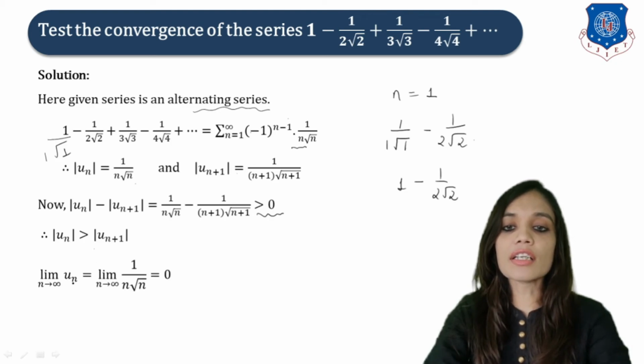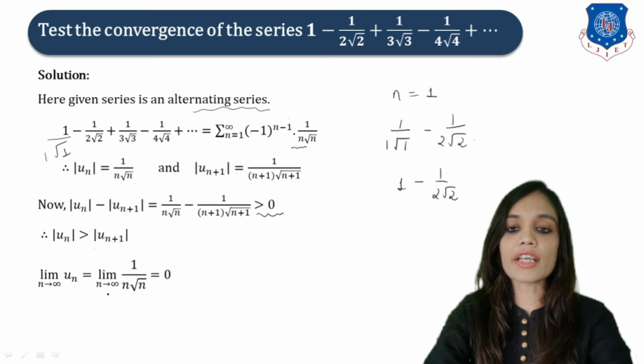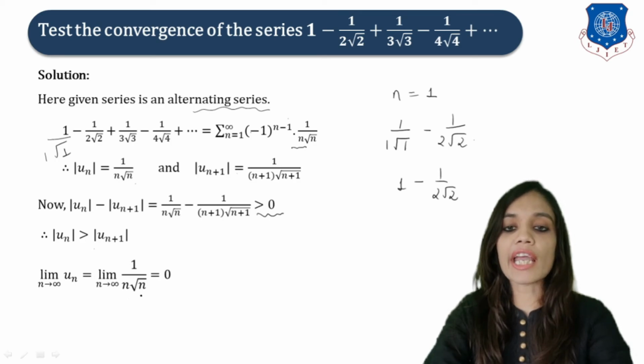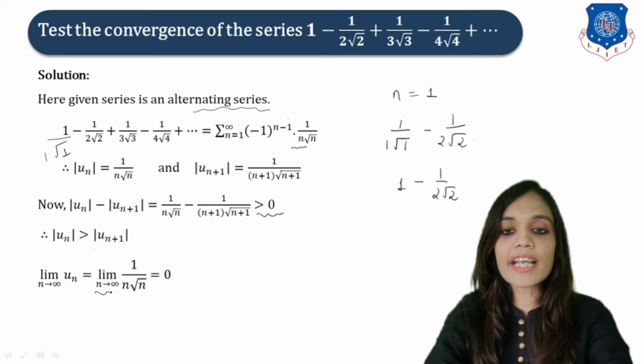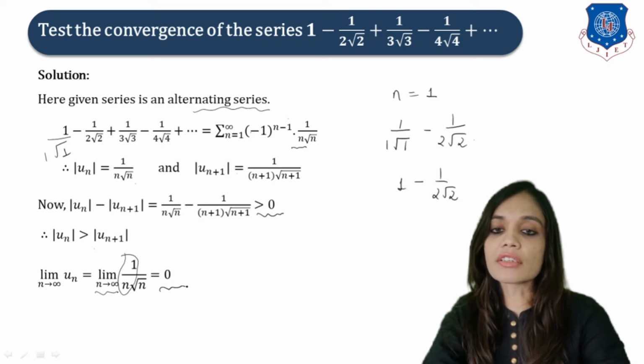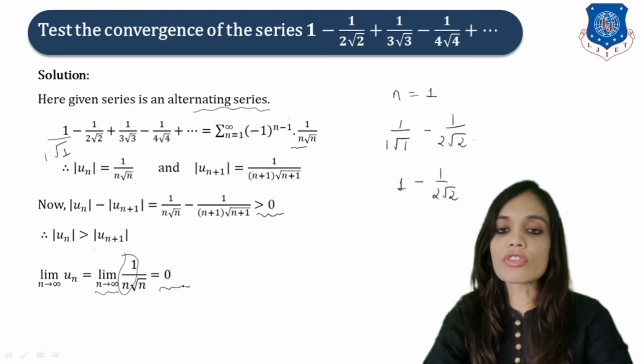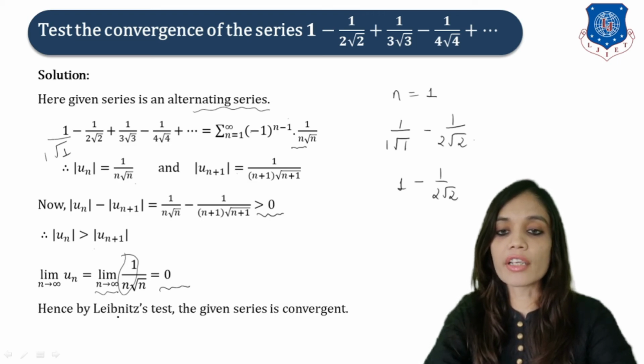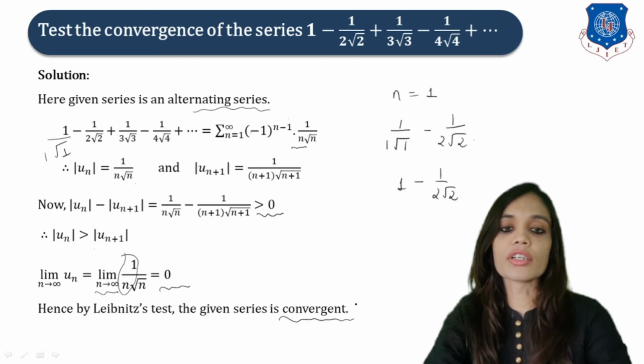Now let us find the limit n tends to infinity un. That is equal to limit n tends to infinity 1 upon n root n. But as n tends to infinity, 1 upon n will go to what? 0. So our answer of the limit is 0. Both the conditions of the Leibniz test are satisfied. Therefore, our given series is convergent.